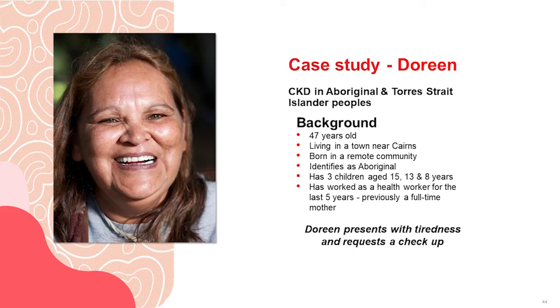This is Doreen. She's a 47-year-old lady who lives in a town near Cairns. She was born in a remote community and identifies as Aboriginal. She's got three children, aged 15, 13 and 8 years, and she's worked as a health worker for the last 5 years, previously a full-time mother. She presents with tiredness and requests a checkup.